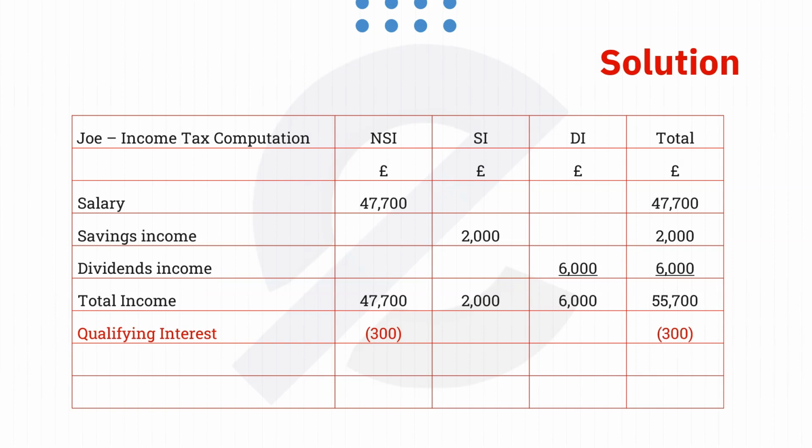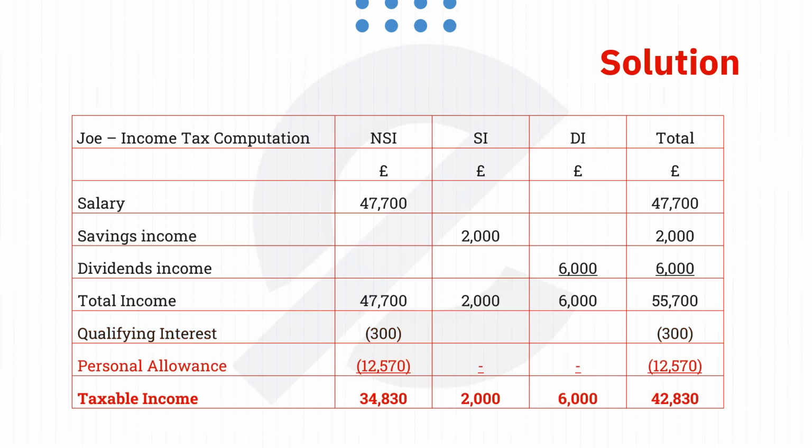We next make the adjustment for qualifying interest paid against the non-savings income, and also deduct the personal allowance amount. Since the income of the individual is well below the £100,000 cut-off point, there will be no reduction in the personal allowance, and the entire £12,570 is adjusted against the non-savings income first. The taxable income amounts to £34,830 under non-savings income, £2,000 in savings income, and £6,000 in dividend income.